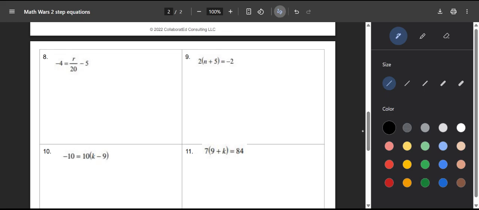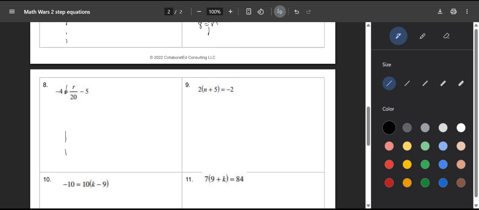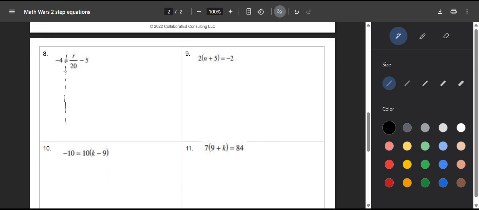All right, let's do number 8. This is a you-do, so I want you to check this out. We've got negative 4 equals r over 20 minus 5. The top of my fraction has one term. The bottom of my fraction has one term. So is this a grouping symbol? Nope, we're not going to worry about that fraction bar until the last step. I have got a negative 5 to take care of first instead. Pause the video here, give it a shot. When you're done, press play and check your answer.